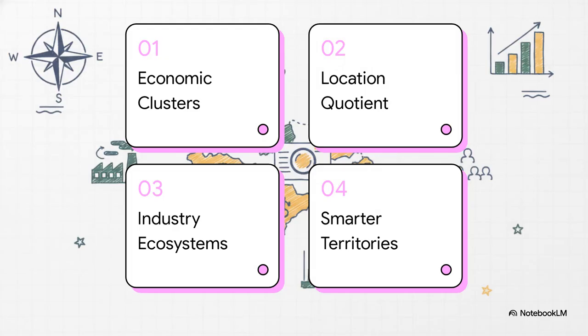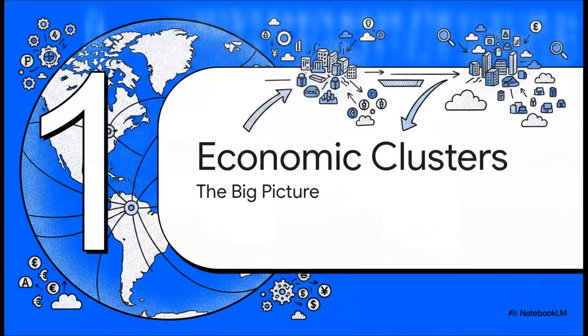Okay, so here's our map for today's Explainer. First, understanding economic clusters. Second, the location quotient explained. Third, mapping industry ecosystems. And finally, smarter sales territories. Let's jump right into part one, understanding economic clusters, looking at the big picture.